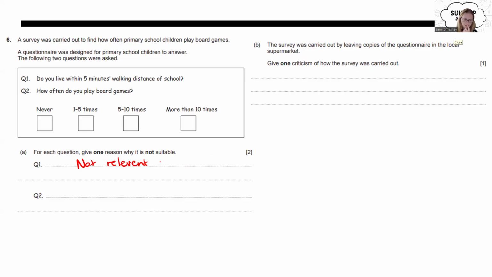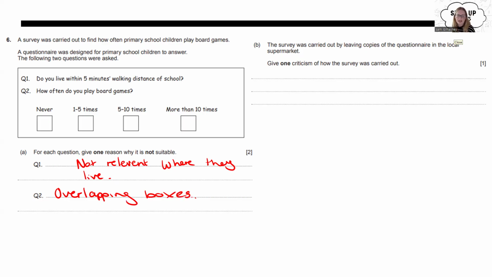Where they live, because it's got nothing to do with what they're doing. How often do you play board games? Never, 1 to 5, 5 to 10, more than 5. Quick clue here. If I had 5 times I played board games, where am I going? So we can say overlapping boxes.